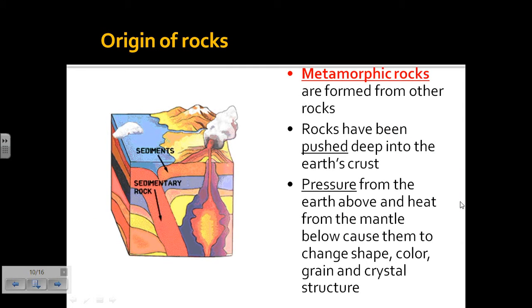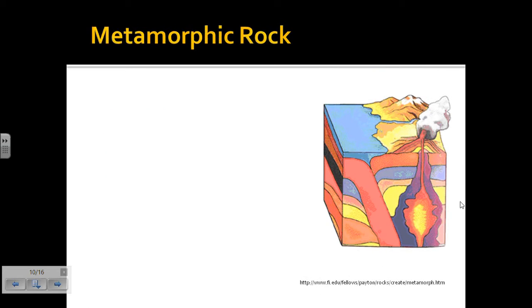Now, metamorphic rock is formed from other rocks. Rocks have been pushed deep into the Earth's crust. So these rocks are packed down into the Earth's crust. The pressure from the Earth above and heat from the mantle below cause them to change shape and color, grain and crystal structure, pushing and straining them and causing little line segments to indicate stretching in the rocks as they're pressed down.